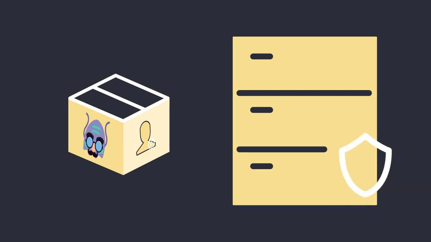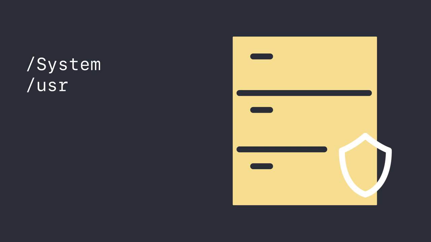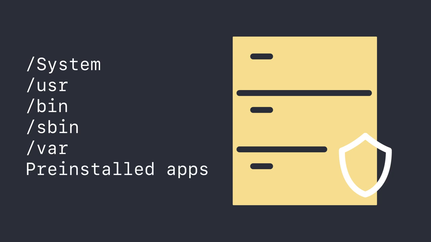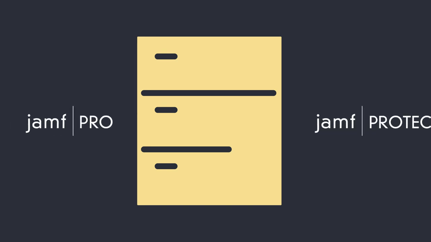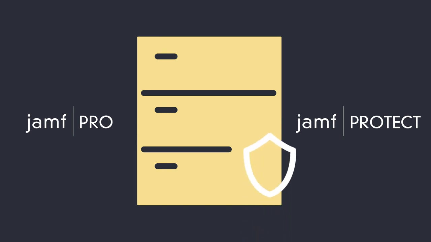With System Integrity Protection enabled, the root user is restricted and unable to modify system files in several folders or directories. These directories include System, USR, Bin, SBin, var, and any apps that are pre-installed with macOS. However, while it's not recommended, a tech-savvy user might be able to disable System Integrity Protection for whatever reason they may think is okay. Jamf Pro and Jamf Protect both report on the status of System Integrity Protection, so in the event this may occur, we can take action to get it re-enabled.